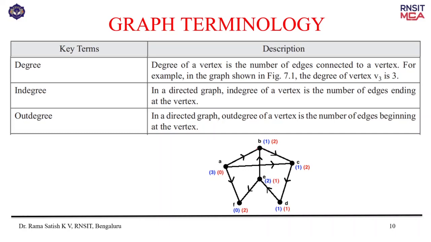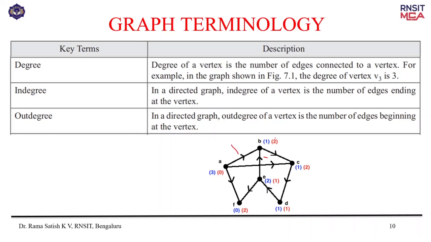Okay, it's a 3 degree. It's 3 degree. So that is what you call it as degree. And in degree is nothing but the incoming arrows, we call it as in degree. In a directed graph, the in degree of a vertex is the number of edges that is ending at that vertex. If you look at B, the in degree is 1 and 2.